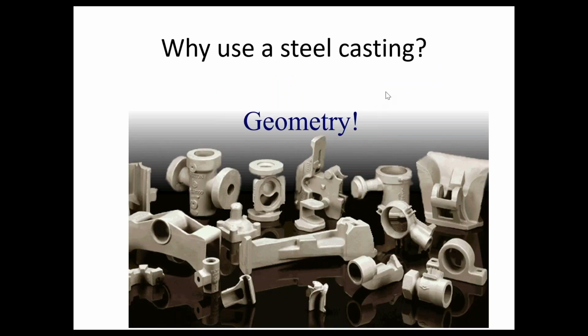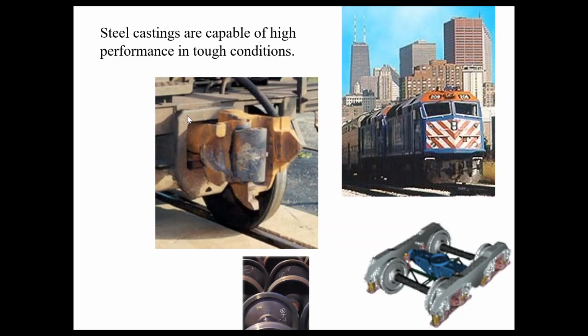So why would you use a steel casting? Because you want geometry. If all you want is a plate or a bar, you don't make it as a casting, you roll it. But if you want something with complex internal shapes or external shapes, you probably want a casting. Castings are really capable of very difficult environments.